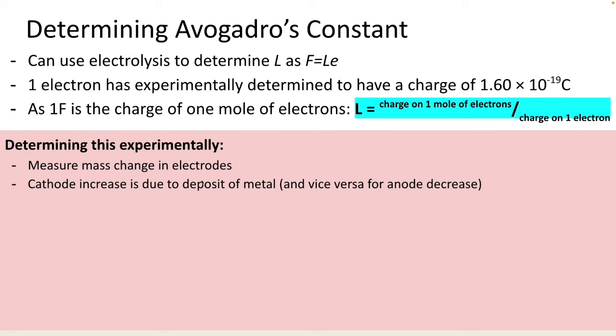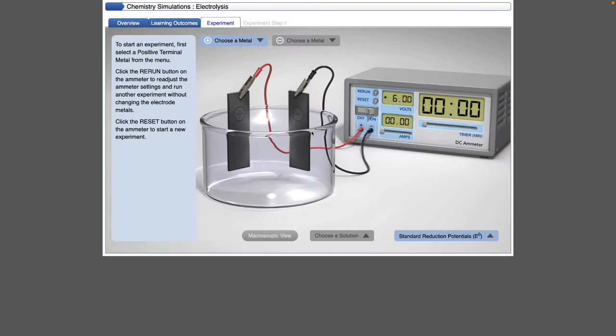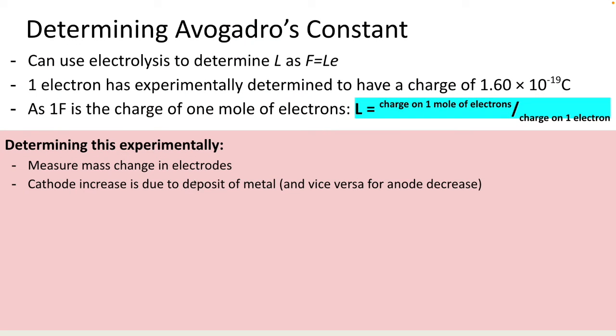Essentially what we want to do is first measure the mass change in electrodes, where the cathode increase is due to the deposit of the metal, and vice versa for the anode decrease, what we observed over here. But experimentally, when we're using masses, we tend to use the decrease in the anode as opposed to the increase in the cathode.